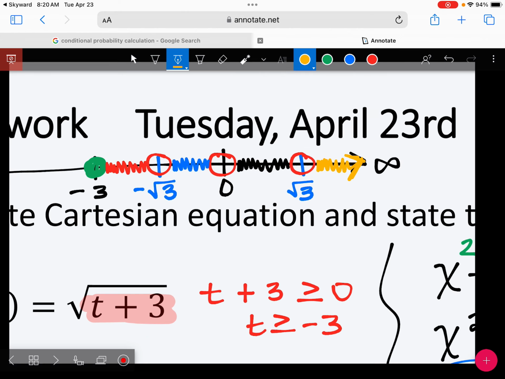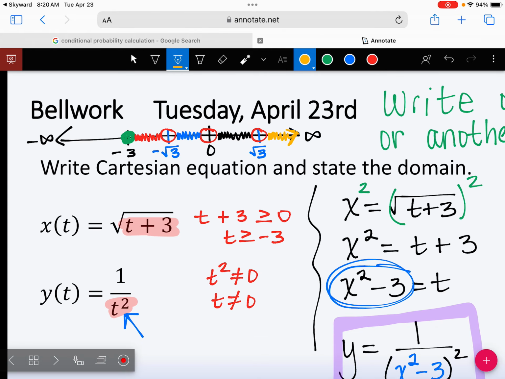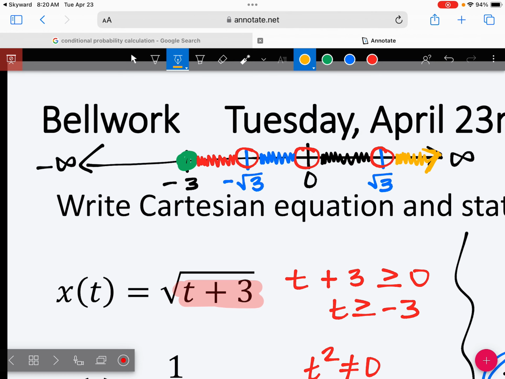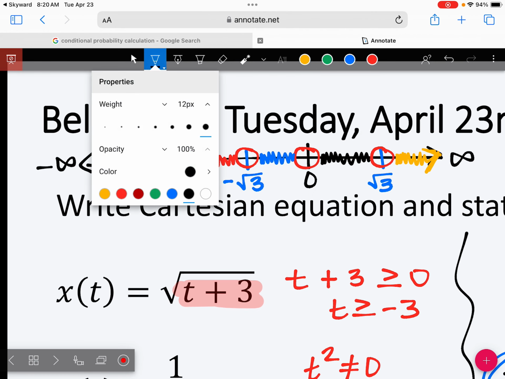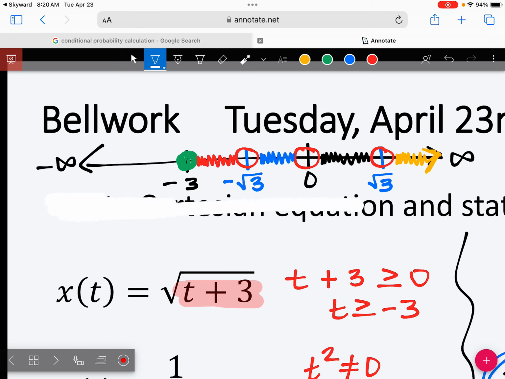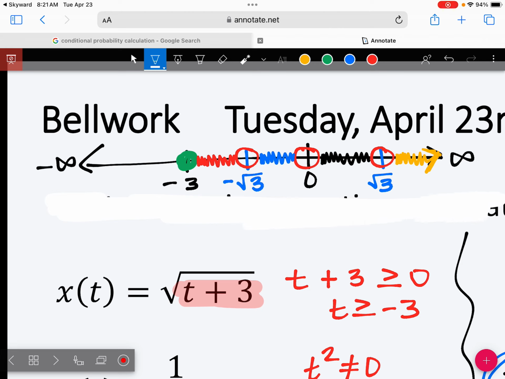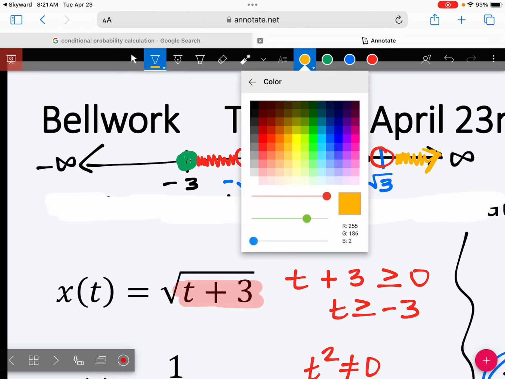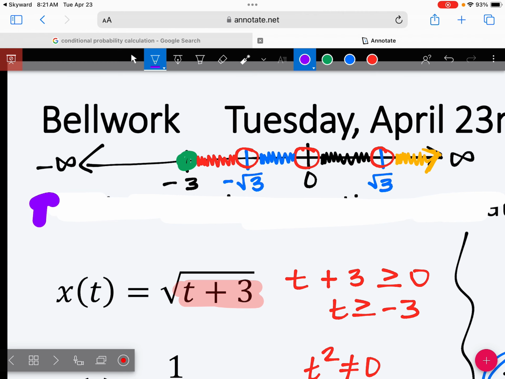Just like that. All right, so I'm gonna write my domain. I don't know where I'm gonna write it at. I think I'm just gonna write it underneath. I'll just cross this out so I can write it right underneath the number line. Okay, so let's go ahead and take that number line and write it as an actual domain statement. So my domain, so the domain, oops.